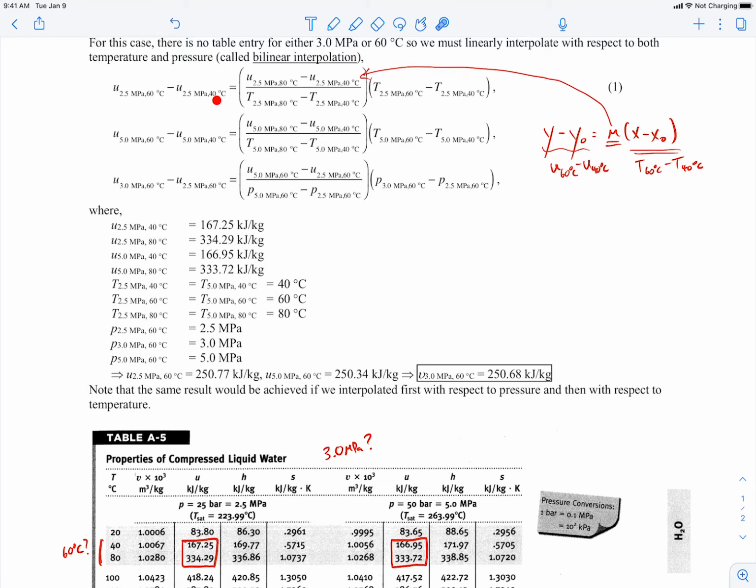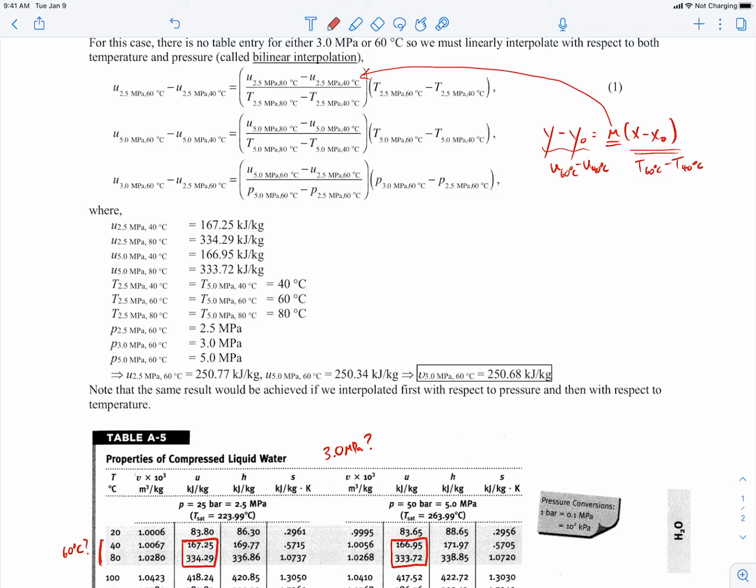Specific internal energy at 40 degrees C, specific internal energy at 60. There's our slope, just how the specific internal energy changes with temperature. And this is the temperature at 60 degrees, temperature at 40 degrees. So we can do that calculation, and that's given down here. So here are the specific internal energy values at 40 and 80. They're just these values right there. Here's our temperatures at 40, 60, 80. Those are just 40, 60, 80, pretty straightforward.